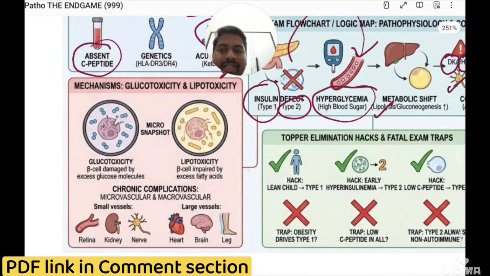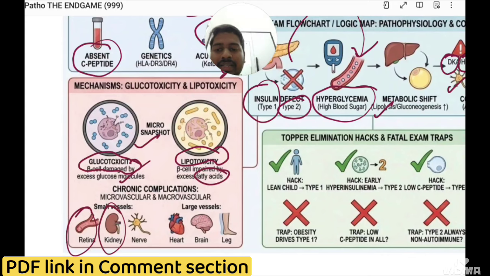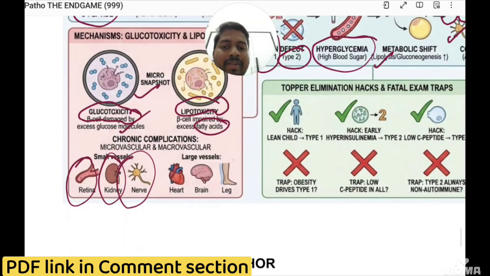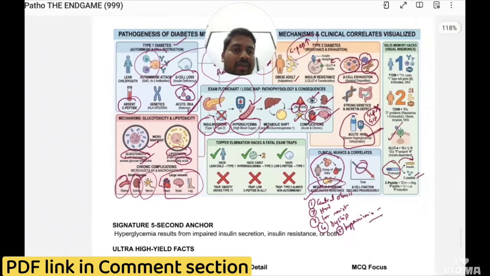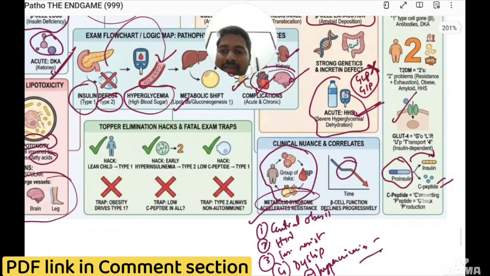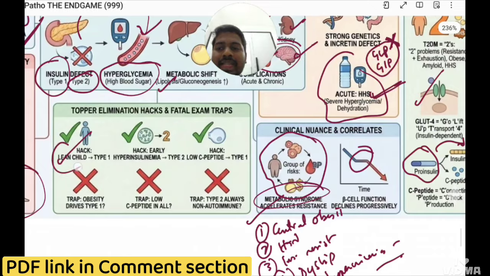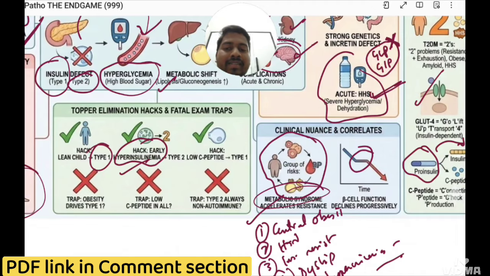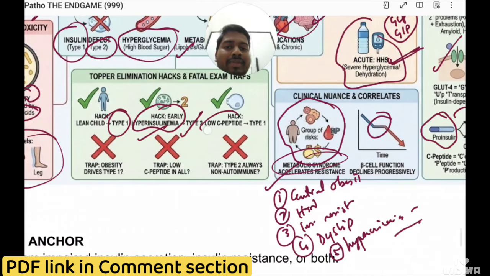Next, what is glucotoxicity and lipotoxicity? Glucotoxicity means because of increased glucose, beta cell damage occurs, and lipotoxicity is because of increased fatty acid, this damage happens. Because of this, the places which are affected are, one, the retina, causing retinopathy, the kidney, nephropathy, and neuropathy. And other organs are also affected because of chronic hyperglycemia. So anywhere you come across a lean child, always think of type 1 diabetes. Hyperinsulinemia and insulin resistance, think of type 2. And low C peptide is seen in type 1.